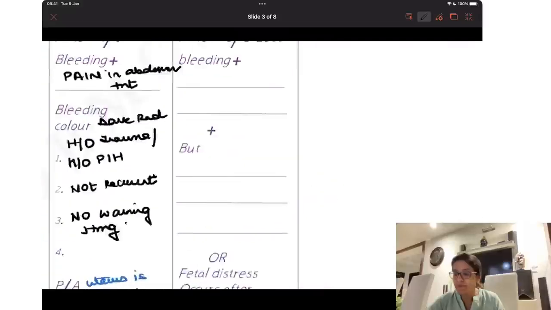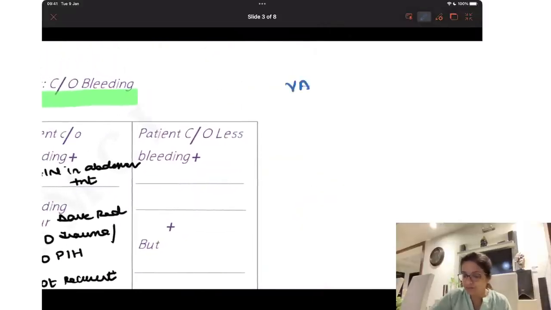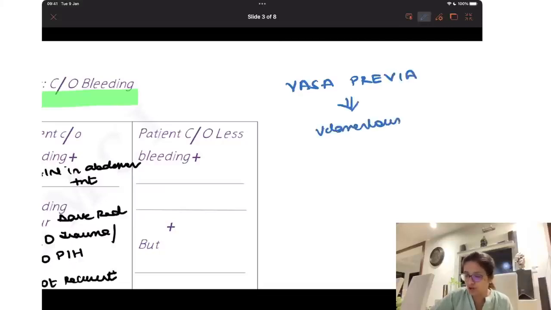Now, what happens in vasa previa? In vasa previa, there is velamentous insertion of cord. What is this velamentous insertion of cord?